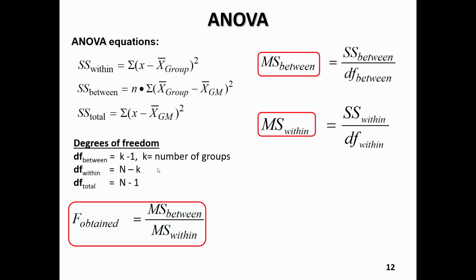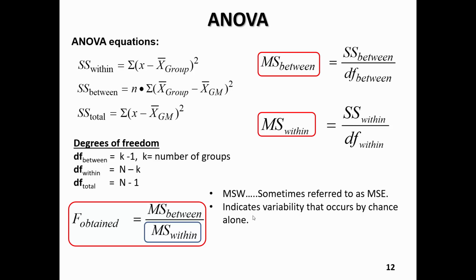So the degrees of freedom are used to calculate the two variances, the variance between and the variance within the groups, and we look at the ratio between those two. Now, the mean square within is sometimes referred to as the mean square error. That's something important to note. And this indicates the variability that occurs by chance alone. The mean square between is the systematic variability that exists between the groups if there is a meaningful, or a statistical, difference between those groups.